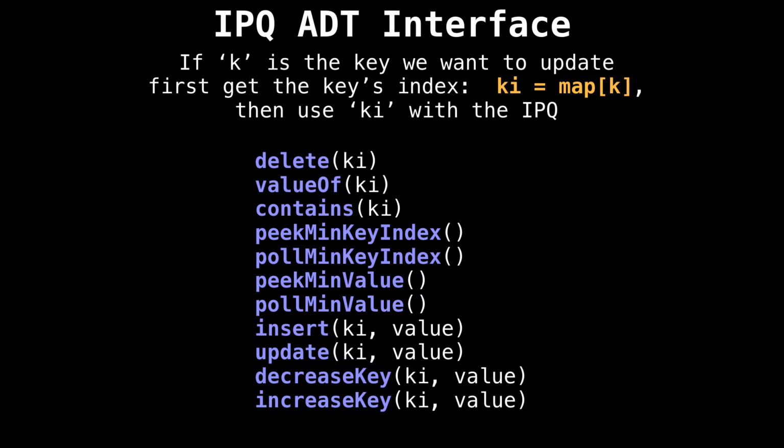These are deleting keys, getting the value associated with a key, checking if a key exists in the priority queue, getting the key index with the smallest value, getting the smallest value in the indexed priority queue, being able to insert and update key value pairs, and finally, the specialized update operations increase and decrease key, which I'll talk about at the end. For all these operations, you need the key index associated with a particular key that you're dealing with. Throughout these slides, I will be denoting the key index simply as the variable ki to distinguish it from other index values, so keep your eye out for that.